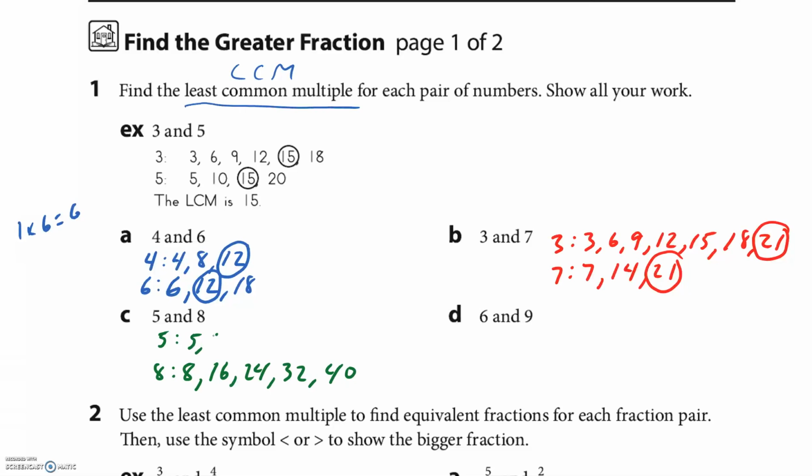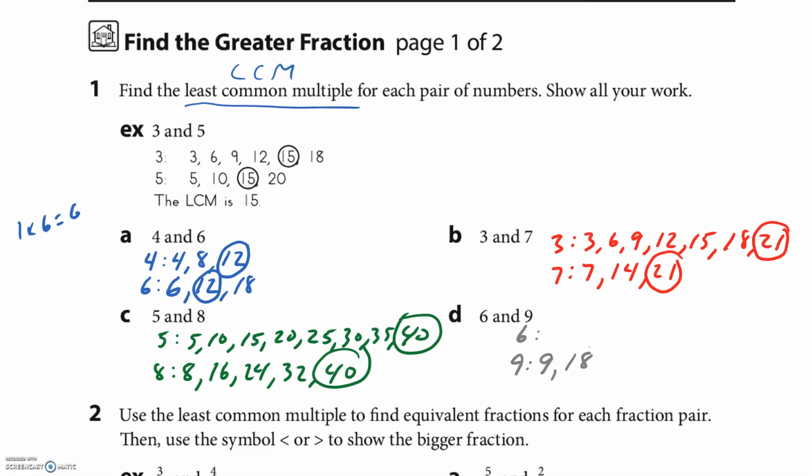So I'm going to go 5. It's good practice. I don't know that I would always do this because I know that it matches up, and it just kind of solidifies our thinking. There's 40, and then 6 and 9. Let's use this gray color. So 6 and 9. I'm going to start with my 9s. I know 9 times 1 is 9. I know 9 times 2 is 18. And I know 6 goes in 18. So I'm going to stop there.